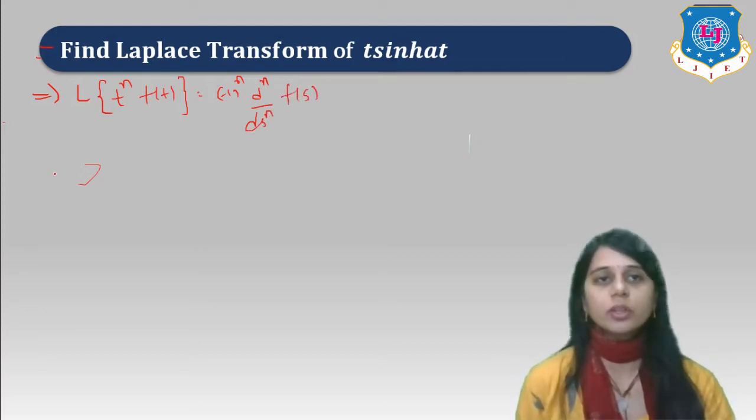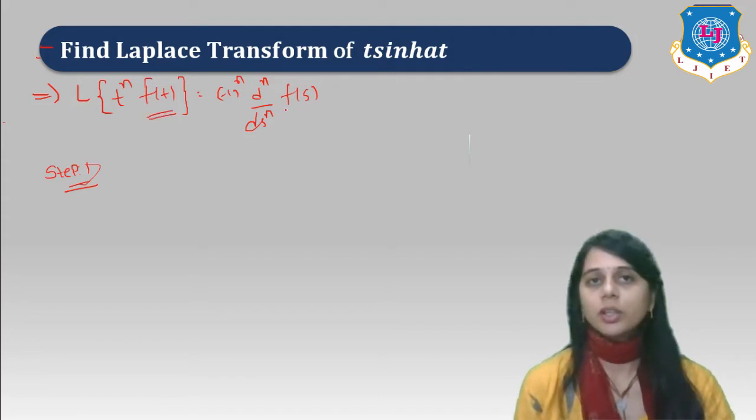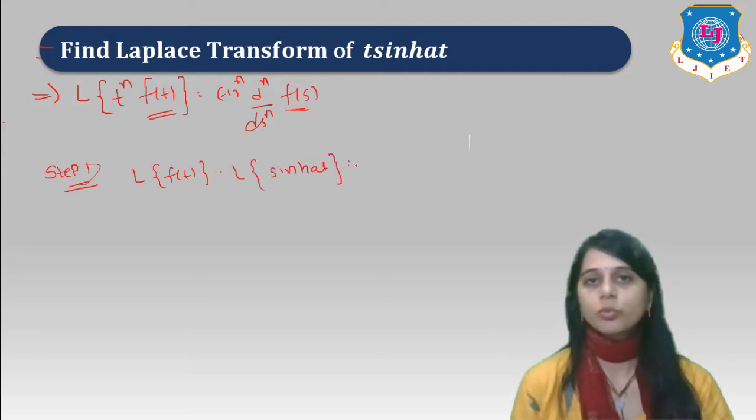So what is your step 1? Step 1 says that first of all you have to find Laplace of f of t, and it is f of s. Okay, so what is your Laplace of f of t here? It is Laplace of sin hyperbolic at. So the answer is a upon s square minus a square.